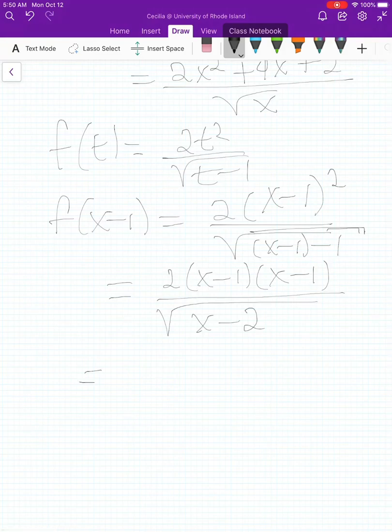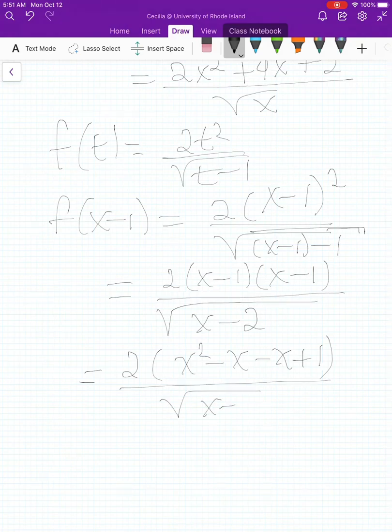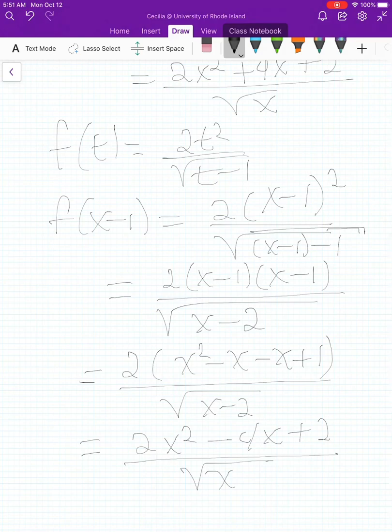So this is equal to 2 times x squared minus 2x plus 1 all over the square root of x minus 2. And this is equal to 2x squared minus 4x plus 2 over the square root of x minus 2. I did 2 steps in one. I added these 2 as minus 2x and I multiplied by 2.